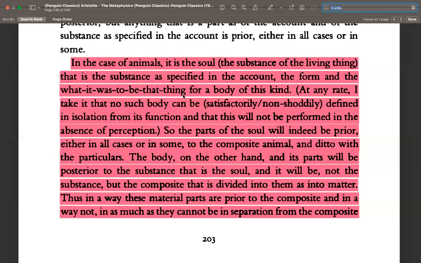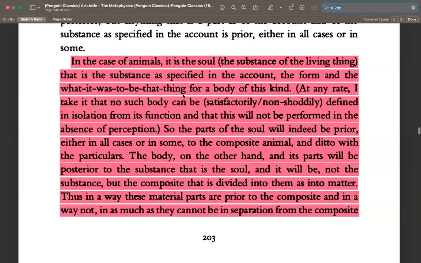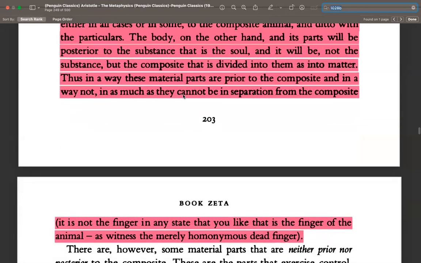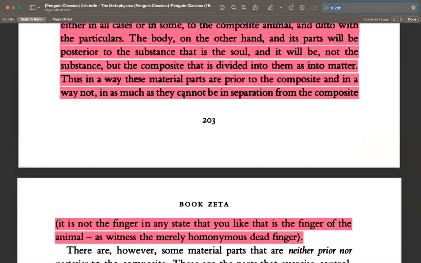The body, on the one hand, and its parts will be posterior to the substance that is the soul, and it will be not the substance, but the composite that is divided into them as into matter. Thus, in a way, these material parts are prior to the composite, and in a way not, inasmuch as they cannot be in separation from the composite. It is not the finger in any state that you like that is the finger of the animal. As witness, the merely homonymous dead finger.